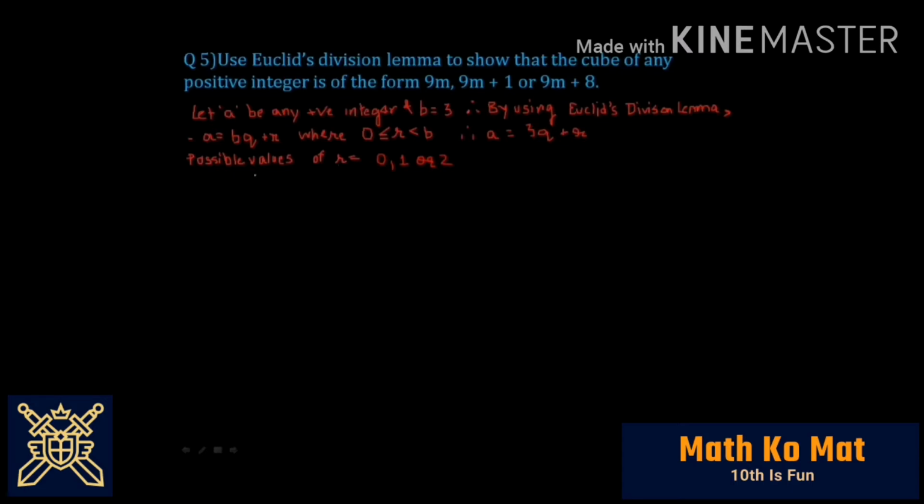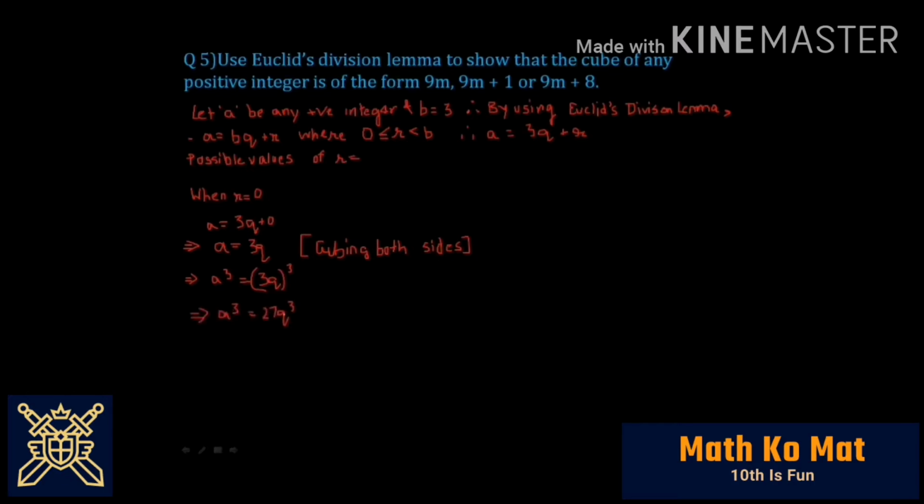Starting with 0, when r is equal to 0, then a is equal to 3q plus 0, or a is equal to 3q. As you can see, you have to prove for the cubes. Therefore, we will be cubing both the sides. On cubing both the sides, we get a cube is equal to 3q whole cube, or a cube is equal to 27q cube, as 3 cube is 27.